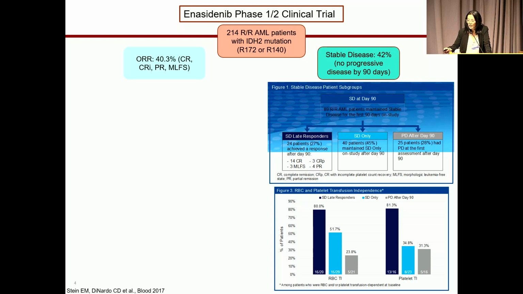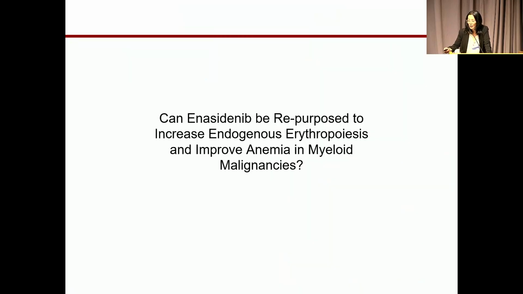But what was striking and interesting to us is that in about 40% of the total trial patients with stable disease that had quite a bit of disease burden, a good proportion of these folks became transfusion independent, which is very dramatic in AML patients without achieving CR. So this made us wonder whether there were other effects of Enasidenib that could be explored.